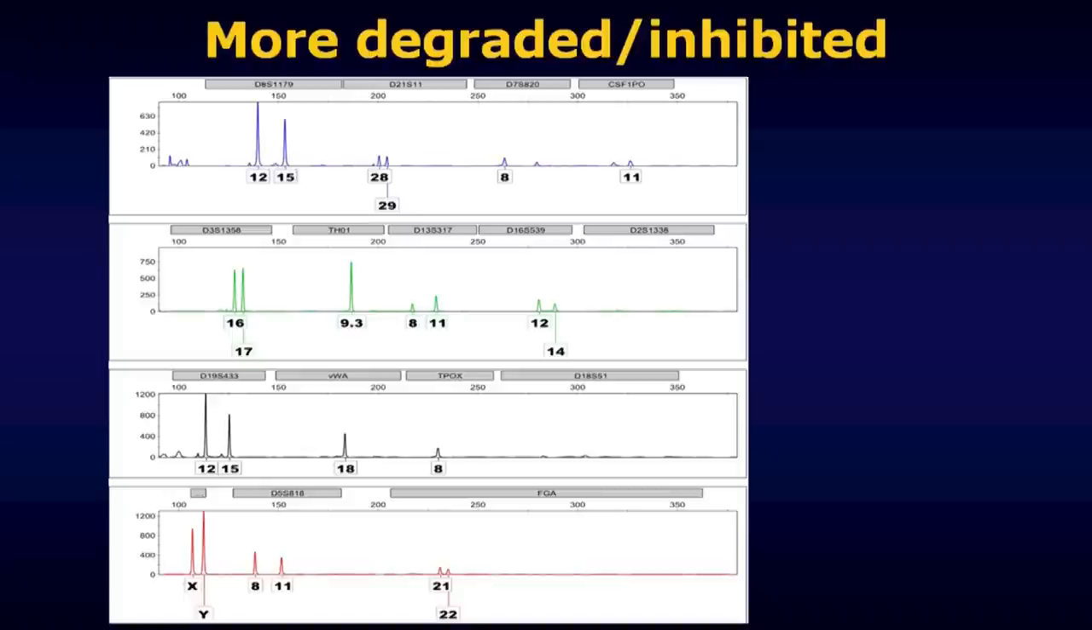We still see the hallmarks of degradation or inhibition, right? The peaks on the left side of the electropherogram are taller than the peaks on the right side of these graphs.